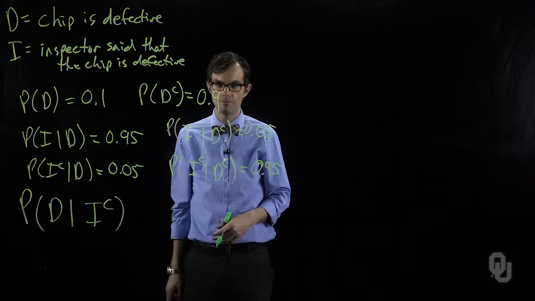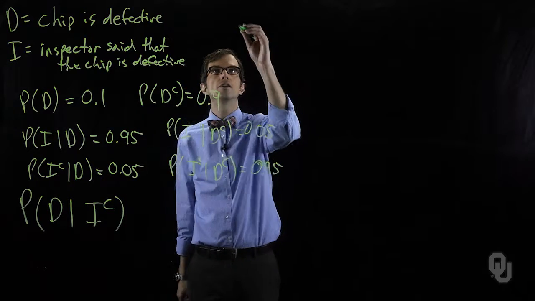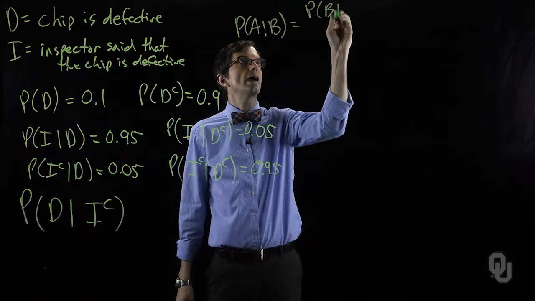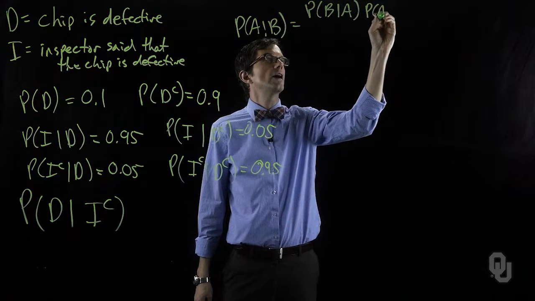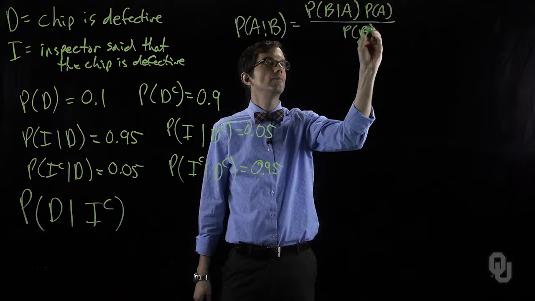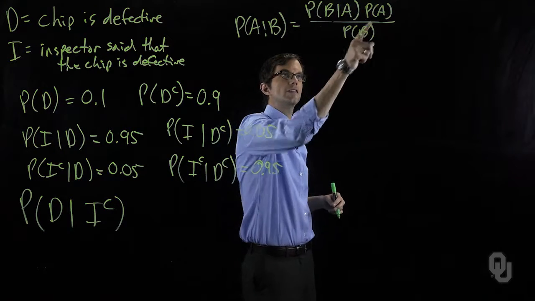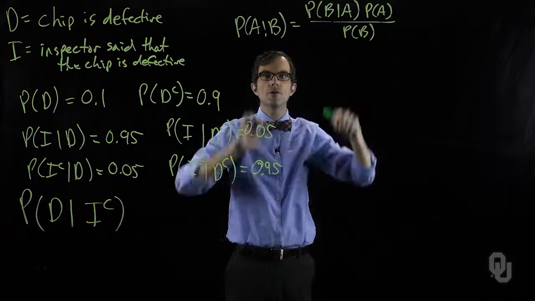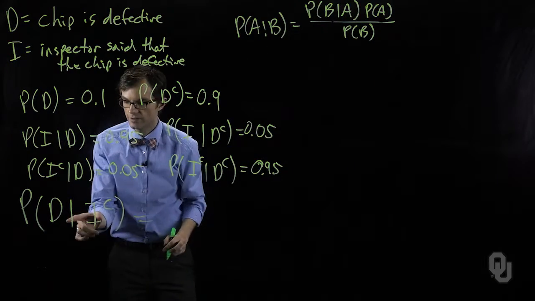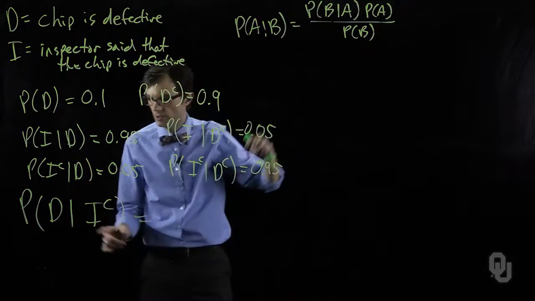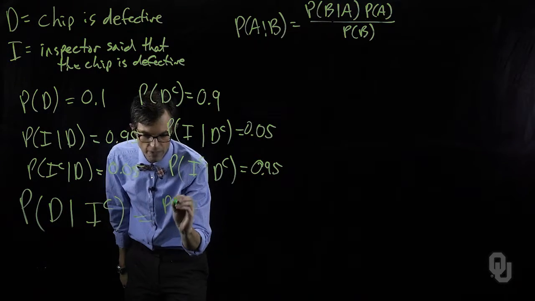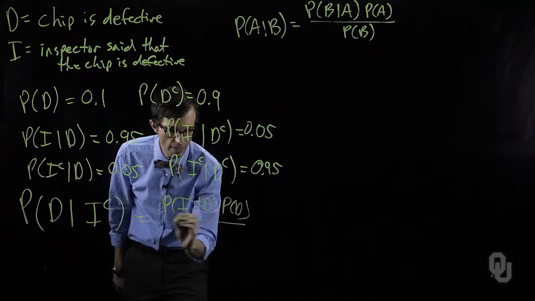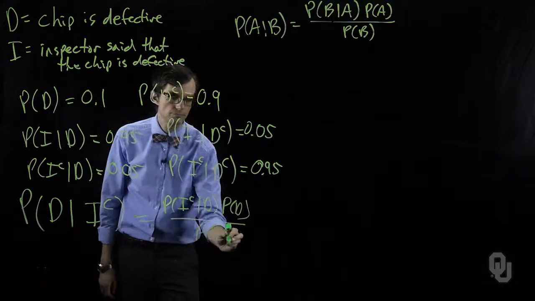With Bayes' theorem. Remember what Bayes' theorem was. The probability of A given B is equal to the probability of B given A times the probability of A divided by the probability of B. Bayes' theorem. We can observe this, this, and this. We can't observe this directly, but we can calculate it based on what we can observe. So using this kind of notation, we can calculate this down here as the probability of I complement given D times the probability of D divided by the probability of I complement.